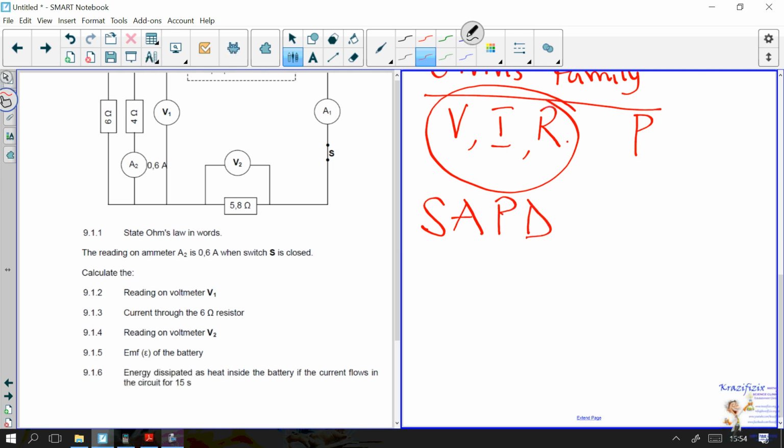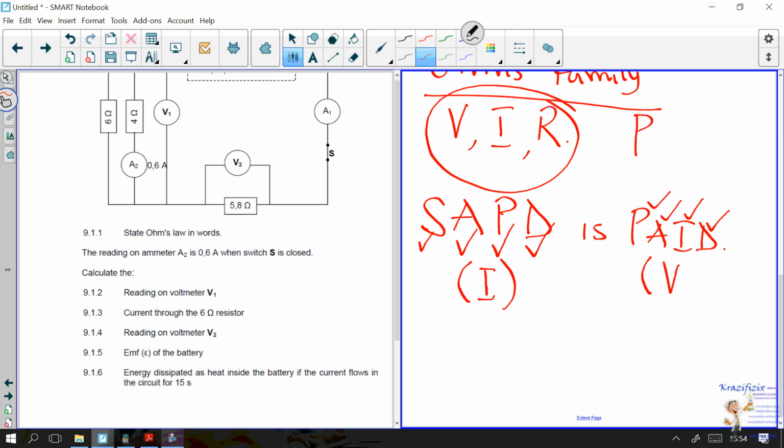The South African Police Department is paid. Series are potential dividers. Here it means current is constant. Parallel are current dividers. Here it means potential difference remains the same.